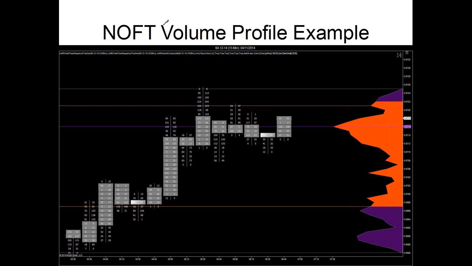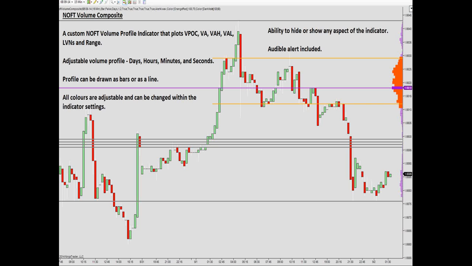So here's a NOFT volume profile example. What's cool about the NOFT is that it's going to draw the high of the range and the low of the range for you automatically. It's going to draw your value area high, value area low, and your point of control. Now here's the volume composite again, this time drawn as a bar, as opposed to a line that we just saw on the next one.